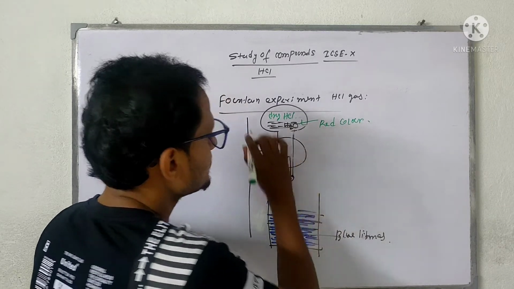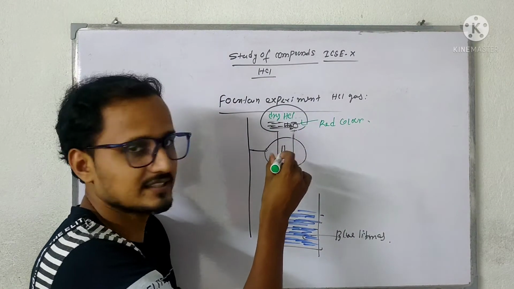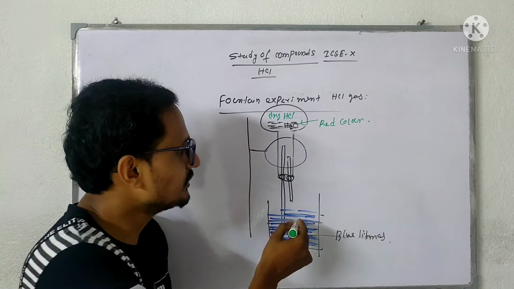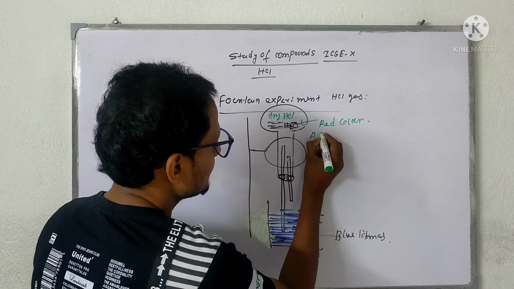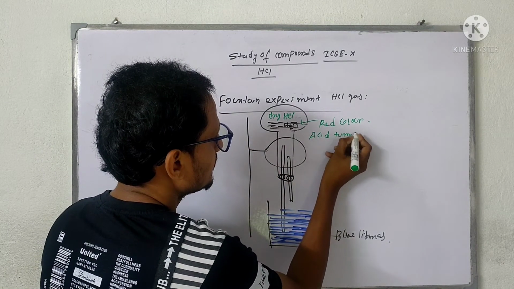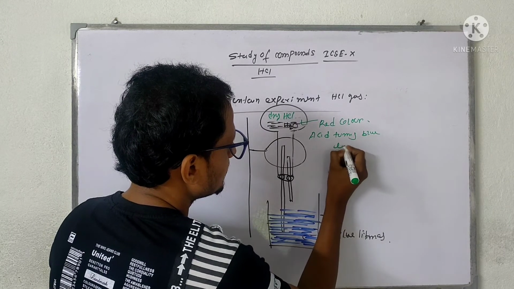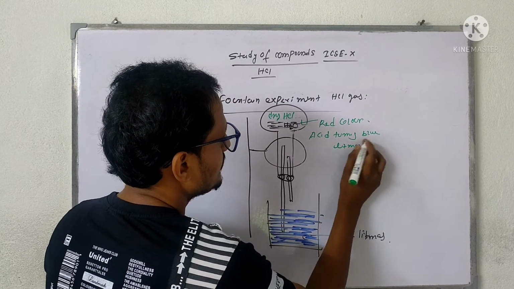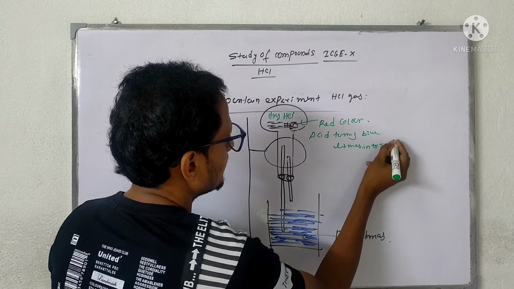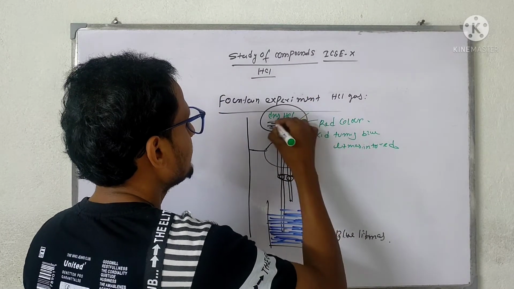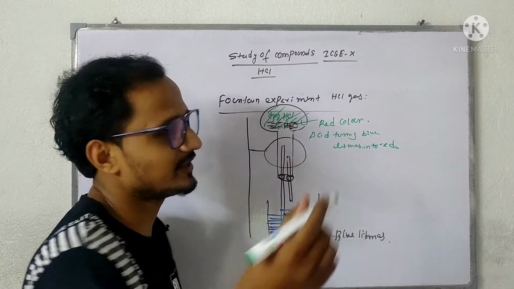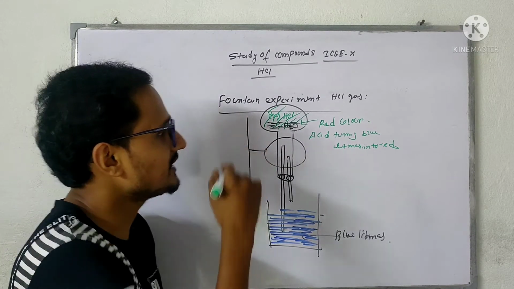Why? Because we know that HCl acid turns blue litmus into red. That's why we will get a red fountain here. I don't have a red pen, that's why I cannot show it, but we will get a red fountain.